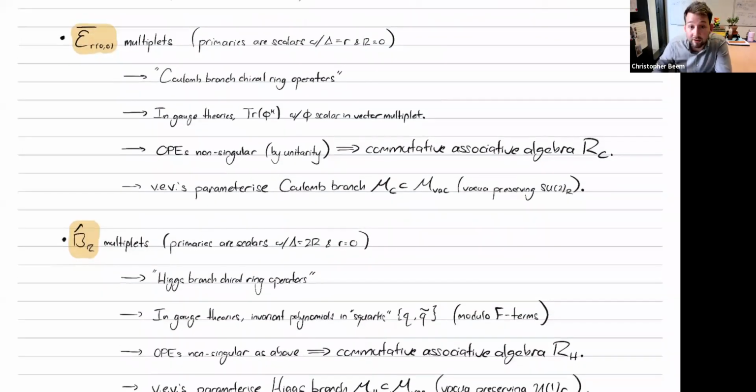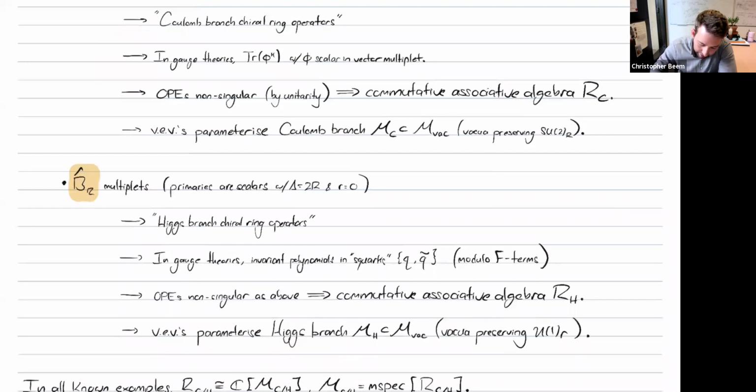Just by unitarity, just by selection rules on the OPE, you can check that the OPE between any two of the superconformal primaries in these multiplets is necessarily non-singular. So you can define a product structure, but just by taking them and sticking them on top of each other. And that defines a fairly simple algebraic structure on these multiplets. They form some sort of commutative associative algebra. So you forget about position dependence, you're just stacking them on top of each other.